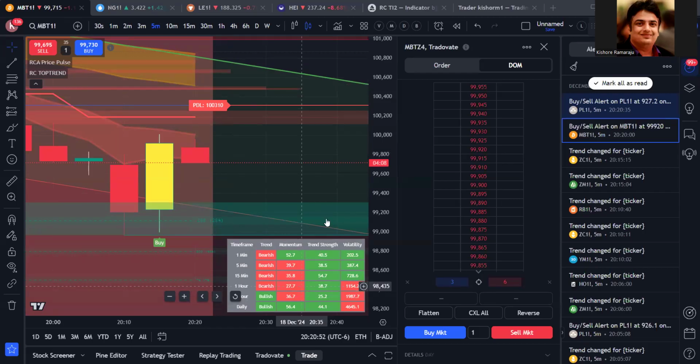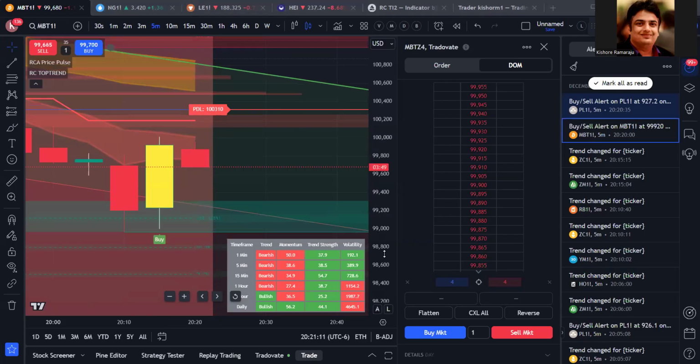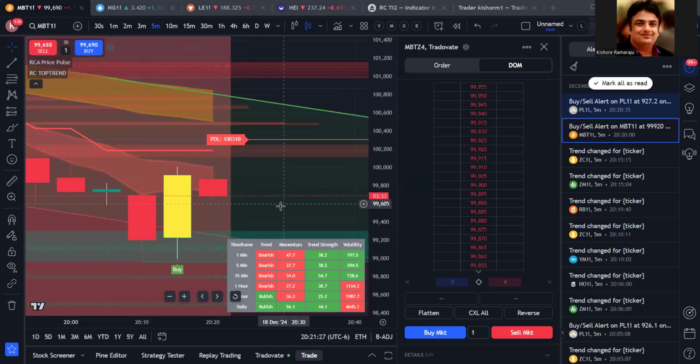So because it is very bearish, even though you get a long position, it is better you ignore the trade. Don't go long because these two columns are mainly red. This is mainly red. The background is red. The clouds are red. The price pulse line is red. So everything is telling that it can go down.